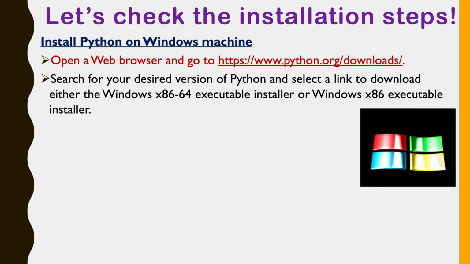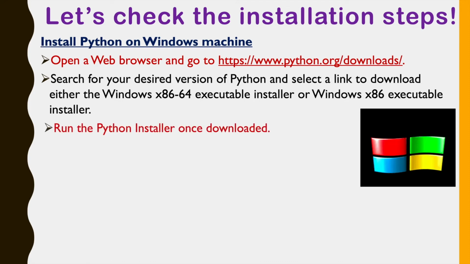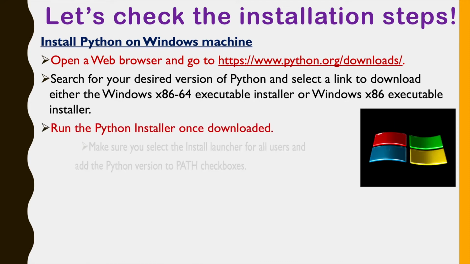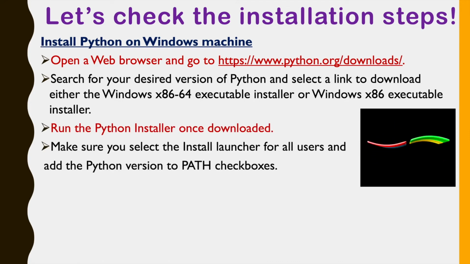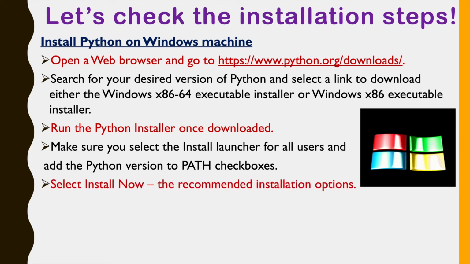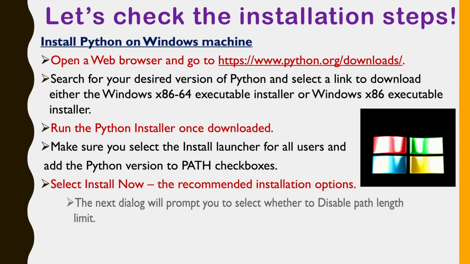There is nothing to worry about if you have installed the wrong version. You can simply uninstall that version and install another version. Then run the Python installer once it's downloaded. Make sure you select the install launcher for all users and add Python to PATH checkboxes. Add path will place the interpreter in the execution path. Now select the install now option, that is the recommended installation option.